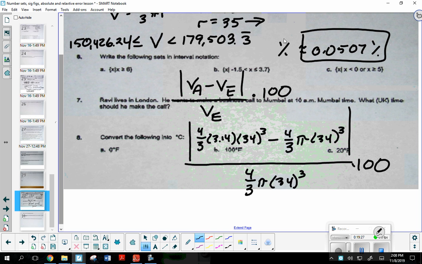Ella, is this how you solved it? I stared at the problem for a long time. Okay. She stared at it for a long time. All right. Well, does that make sense, though? Does anybody else have any questions?